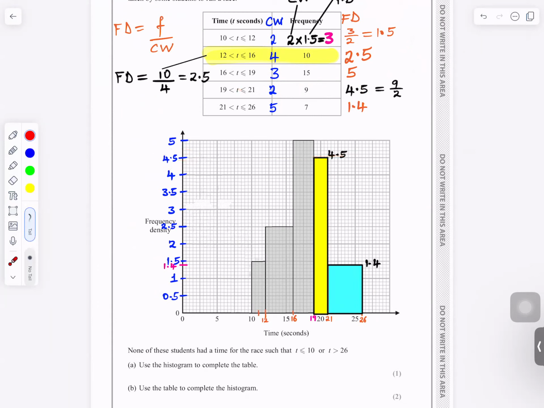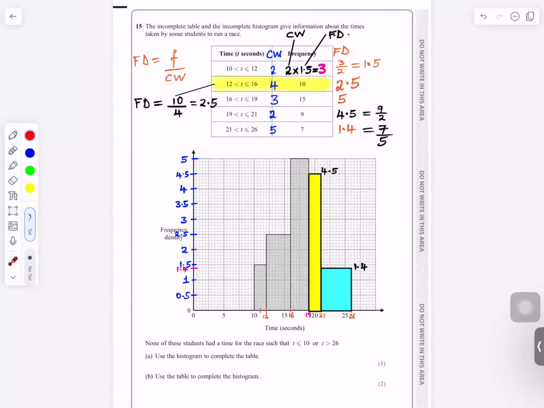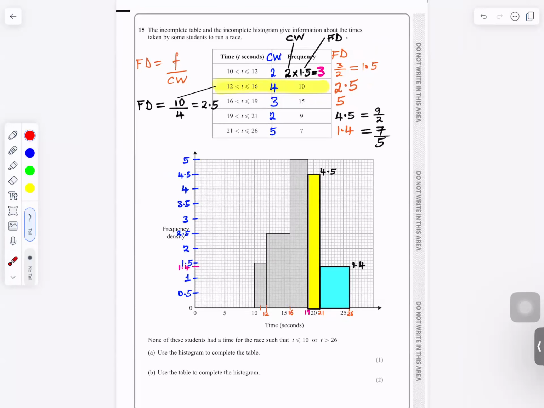19 to 21. And for 21 to 26, 7 divided by 5, and that gives us 1.4. And that's where we mark 1.4 there. And we draw, I put them in yellow and in that turquoise column. So that has covered part 15A and B. We have completed, make sure the 3 is there, that gives you the mark. And then the histogram to complete that, I put in yellow and the turquoise.